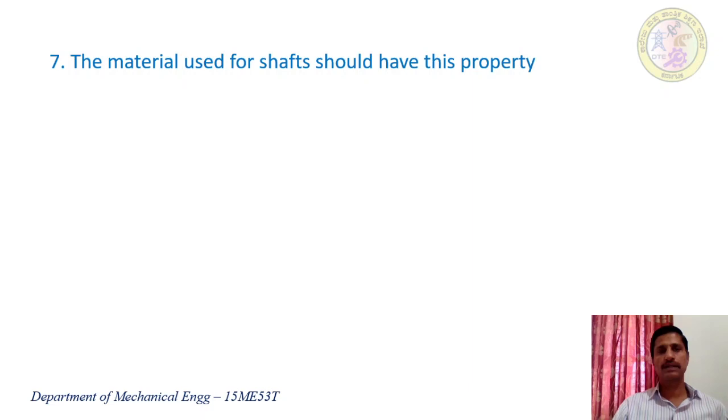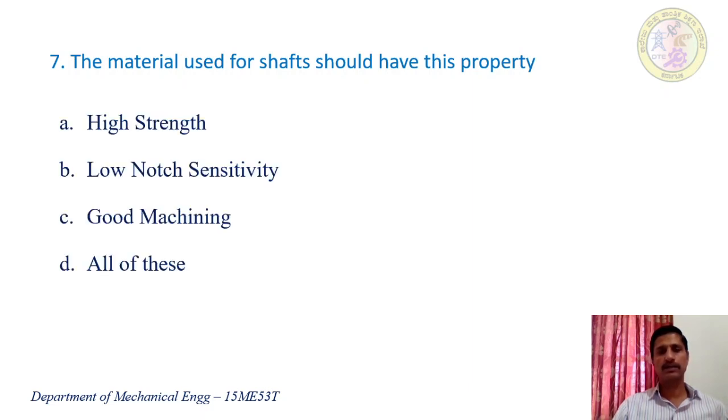Next MCQ is, the material used for the shaft should have this property: high strength, low notch sensitivity, good machining, and D, all of this. Please give your answer. Right answer is all of this, because high strength, low notch sensitivity, good machining are the required properties for any shaft material.